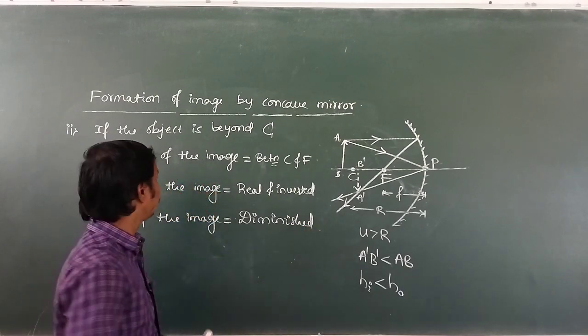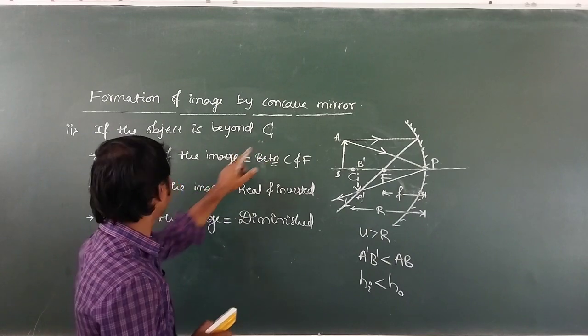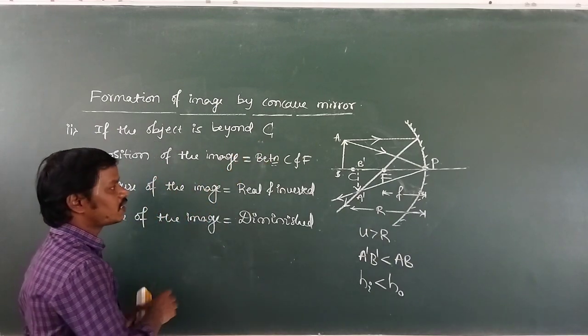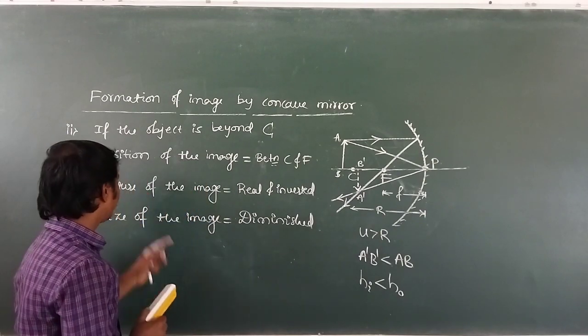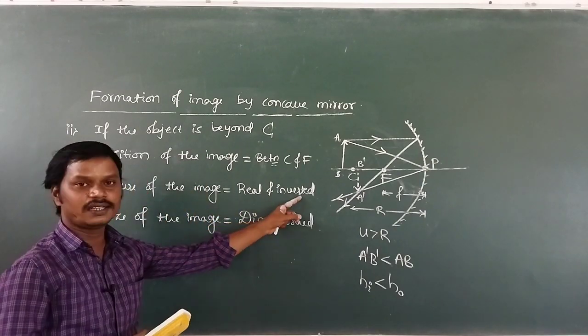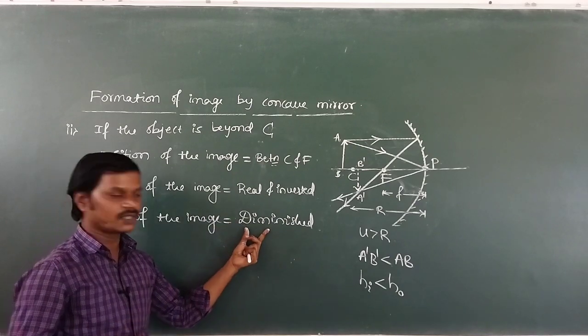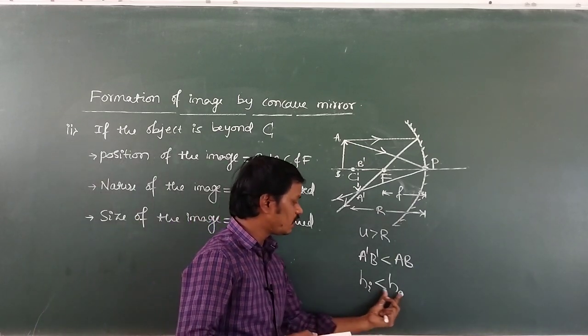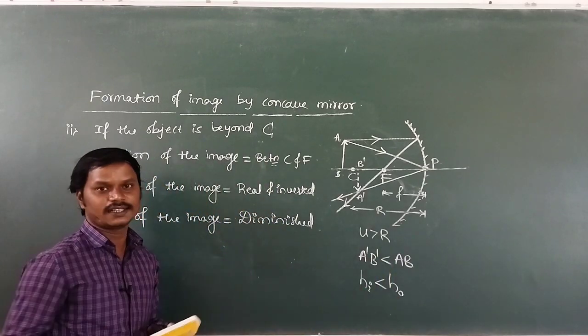Once again listen here, when the object is beyond C, where will its image be formed? Its image will be formed in between C and F. And what is the nature of the image? Real and inverted. And what is the size of the image? That is diminished, because size of the image is less than the size of the object. So this is about second case.